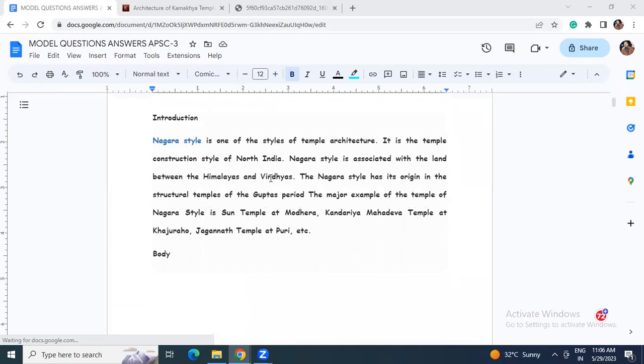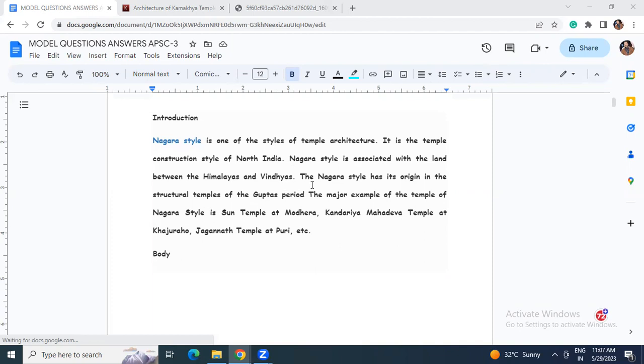Let's come to the answer. Nagara style is one of the styles of temple architecture. It is the temple construction style of North India. Nagara style is associated with the land between Himalayas and Vindhyas.